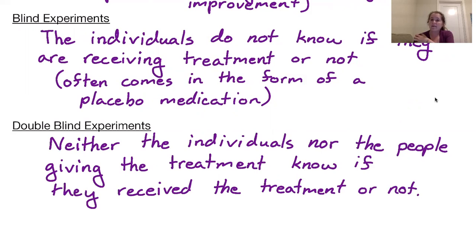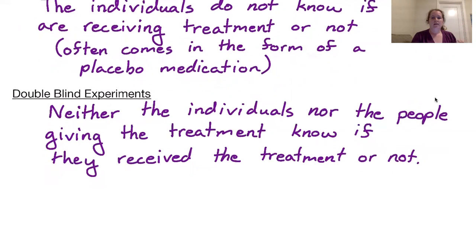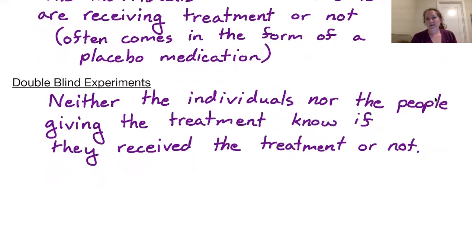Now, somebody has to know so they can track the results. So usually what happens is the researcher will label things in a way where the researcher knows what it is. They'll use some sort of code, basically. So the researcher knows what was given to the patient, but the doctor and the patient do not know. So they don't know if they got the medicine or if they got the placebo.